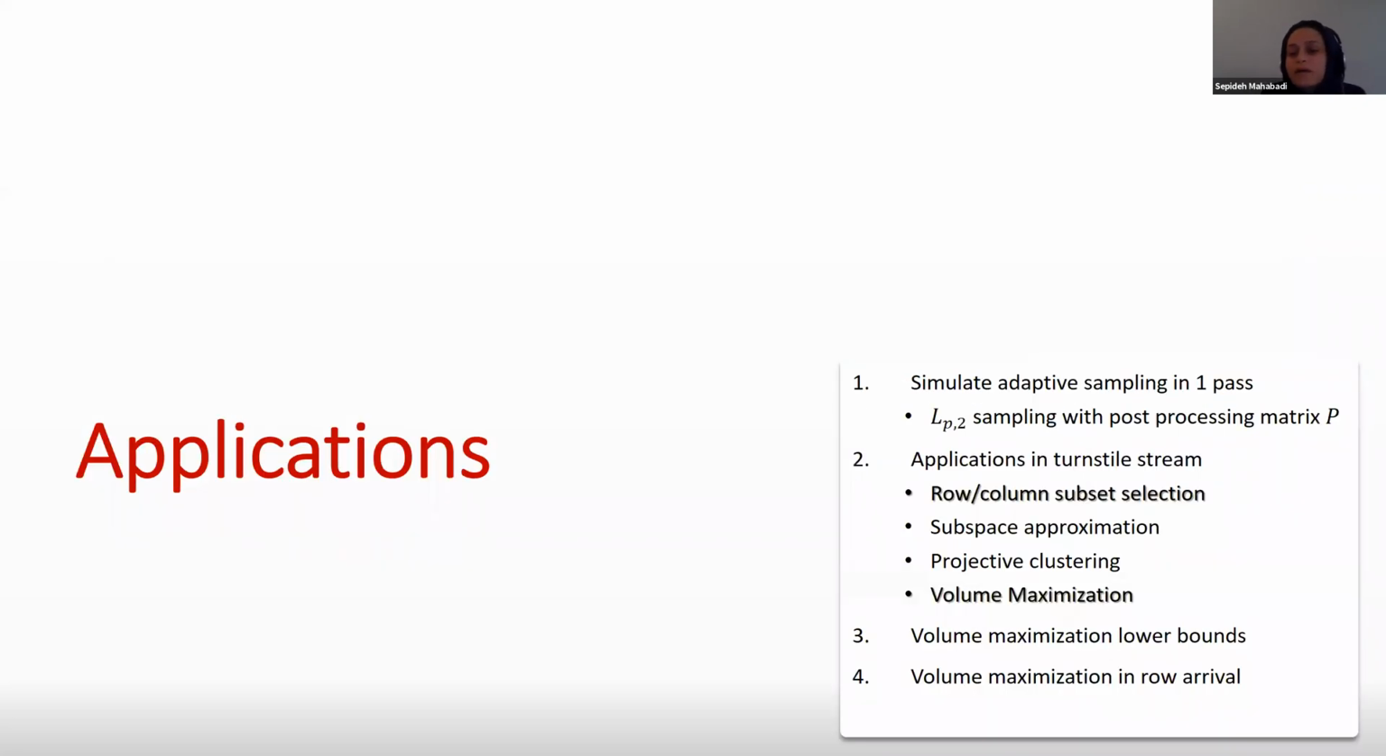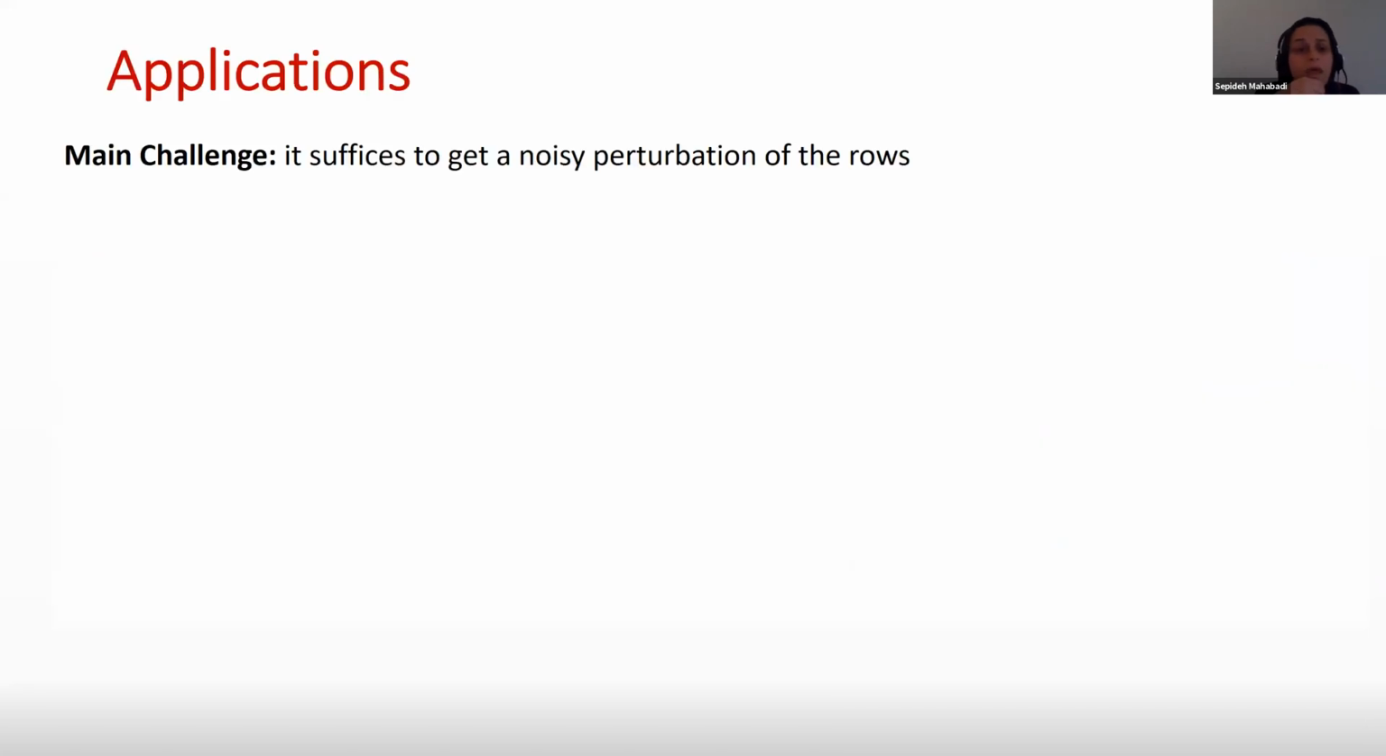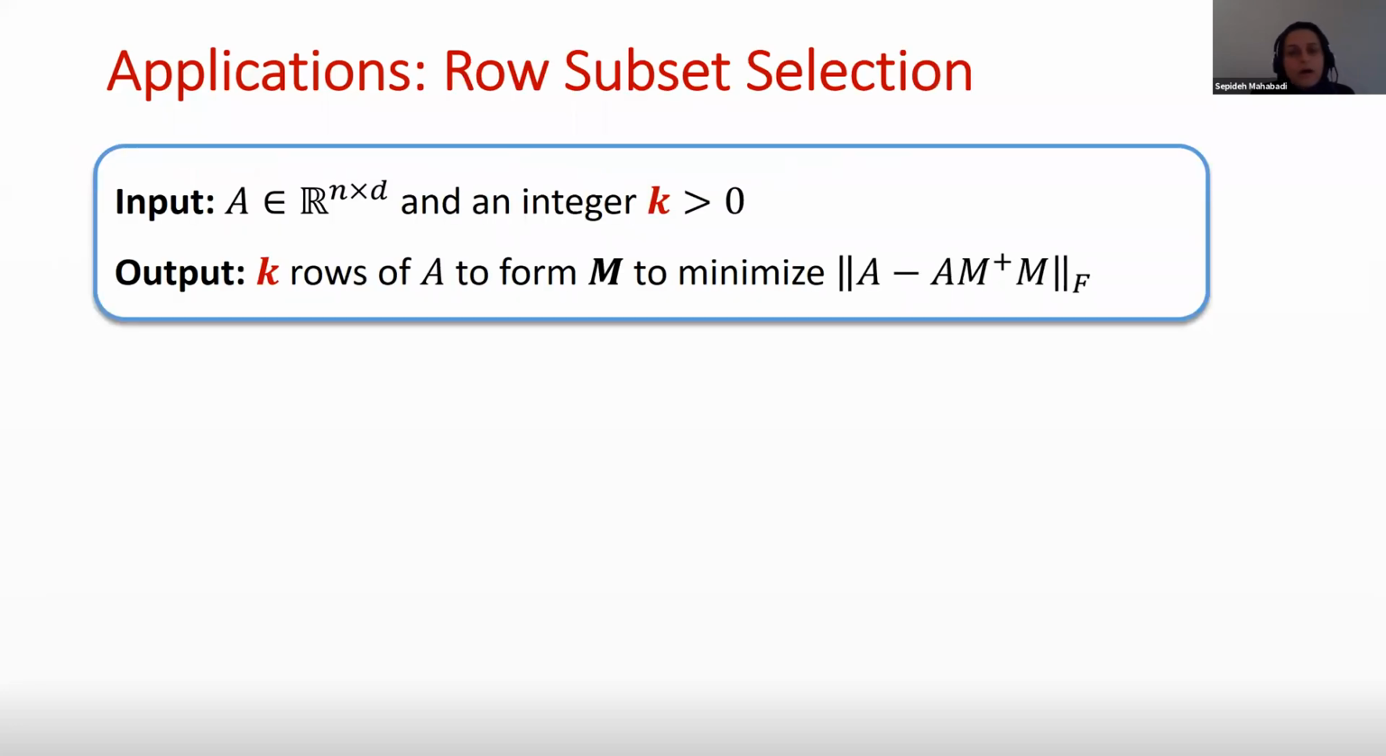Okay, so now let's see two applications of these results in the data summarization tasks that we discussed. In these applications, the main challenge is to show that it suffices to have a noisy perturbation of the rows instead of the rows themselves. So let me recall the row subset selection problem. We are given an n by d matrix and an integer k. The goal is to report k rows of the matrix that minimize the error, which is the total squared distance of all the remaining rows to the subspace spanned by the vectors that we have picked.